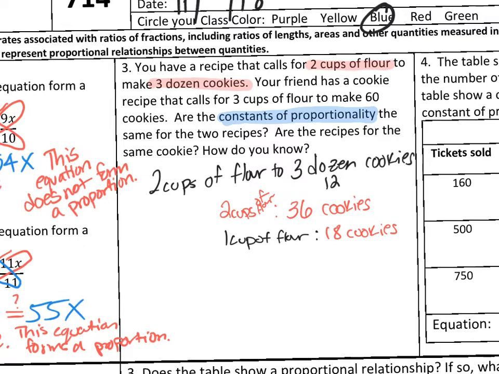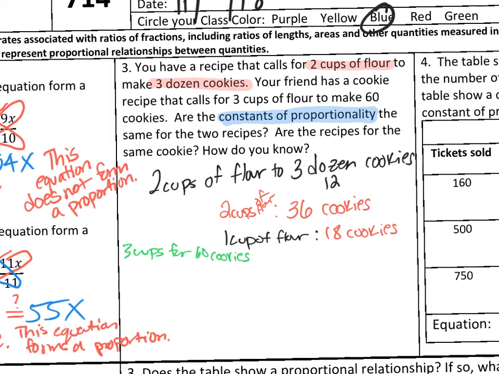Okay, so constant of proportionality. The same for the 2 recipes. Are the recipes for the same cookie? How do you know? So let's look at the second ratio. The second ratio they give us is 3 cups of flour to 60 cookies. So let's write that on the side. Let's write it in a different color. I'm going to use green. So 3 cups for how many cookies? 60 cookies.